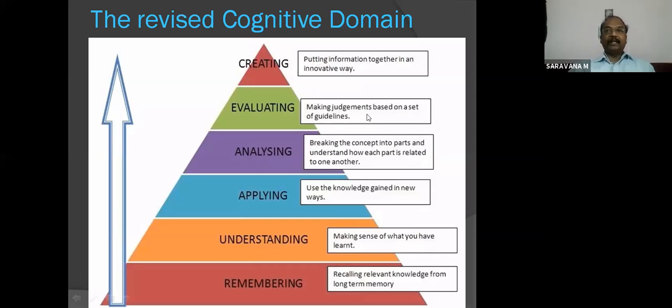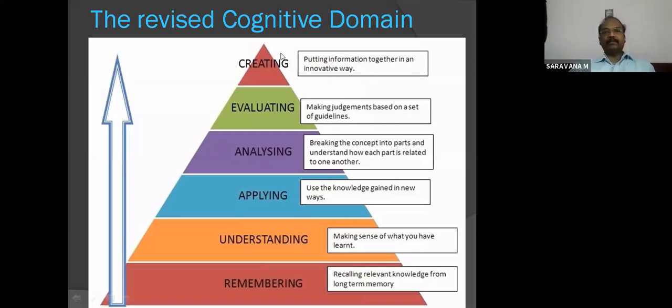But quantity we can measure through kilograms, I mean 1 kg, 2 kg like that, or measurement like 1 foot, 2 feet, or 1 meter like that. So that difference we must know, quantitative and qualitative judgments. And evaluating is judgment based on a set of guidelines, and creating is putting information together in an innovative way.